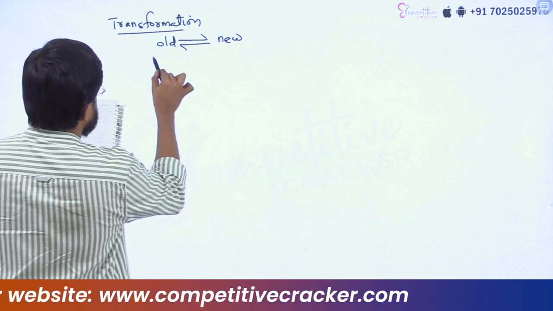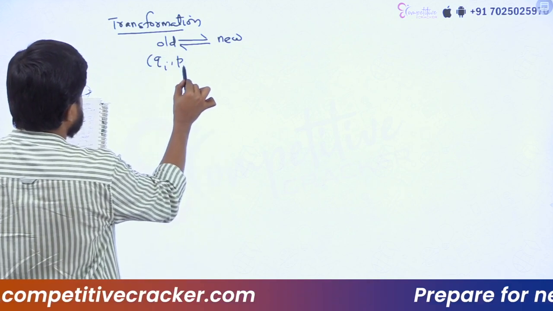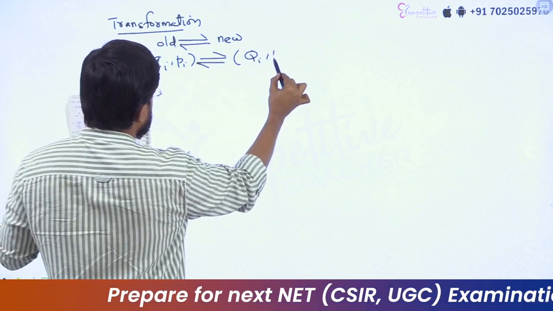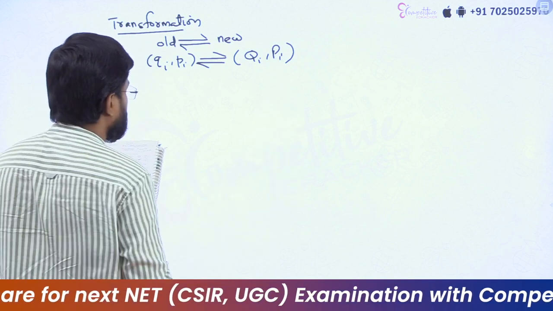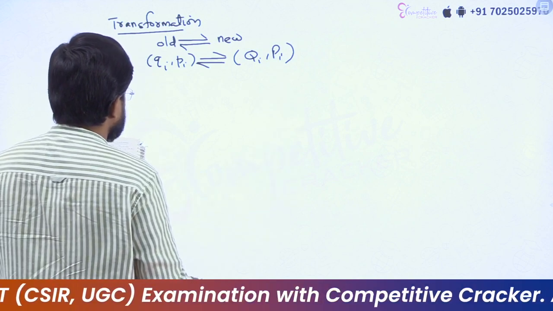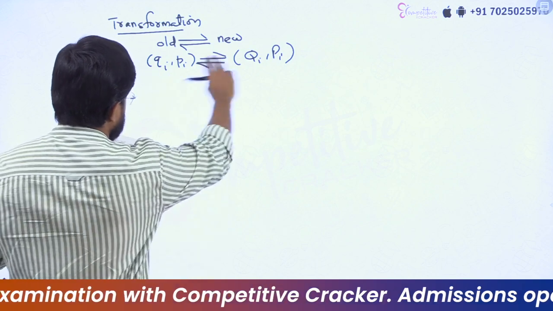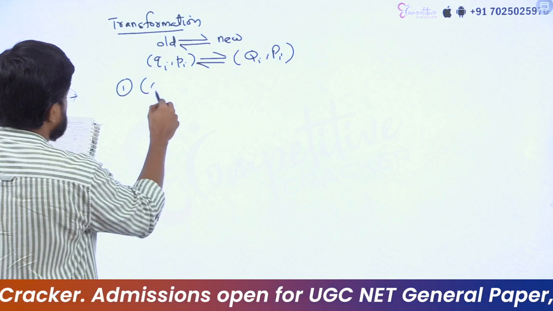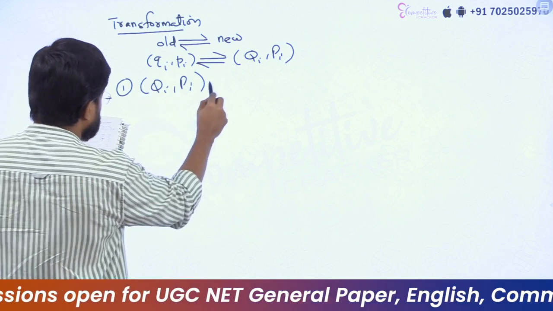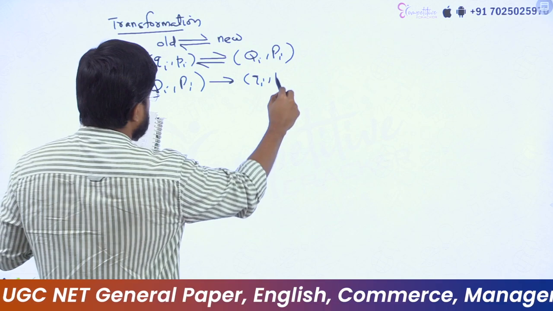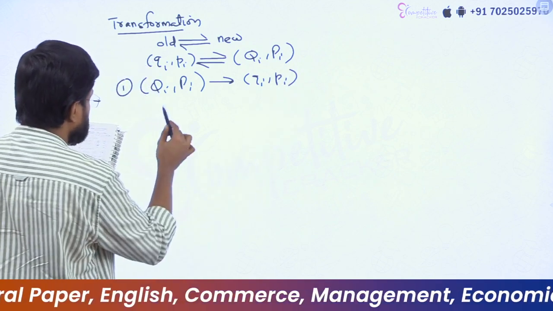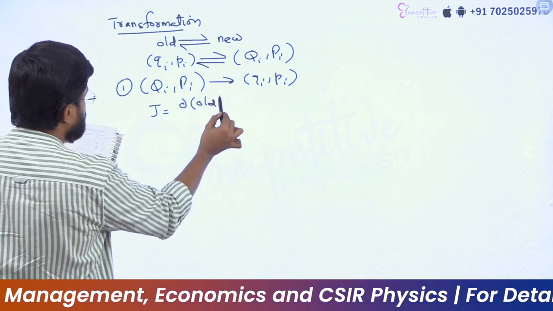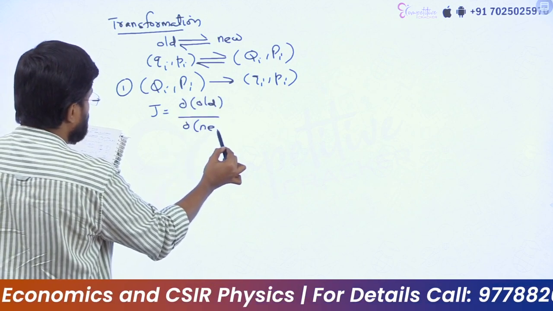So that means the old coordinate system I am defining as small q, small p, and the new coordinate system is defined as capital Q, capital P. So this is a transformation. If I think of it like this, I am transforming from small q, small p to capital Q, capital P. The Jacobian J will be equal to dou old by dou new.